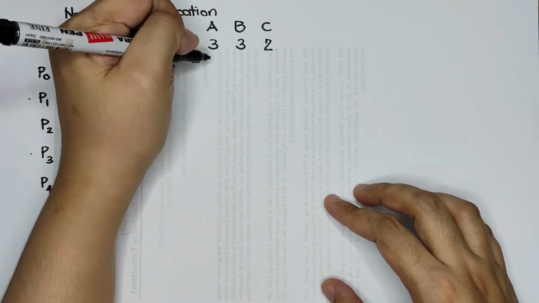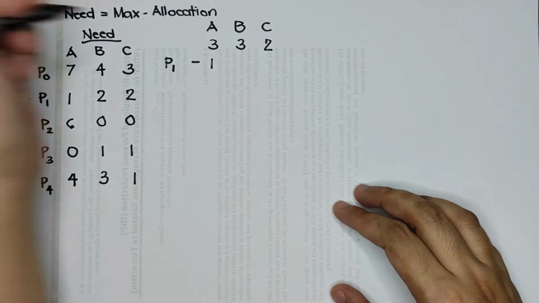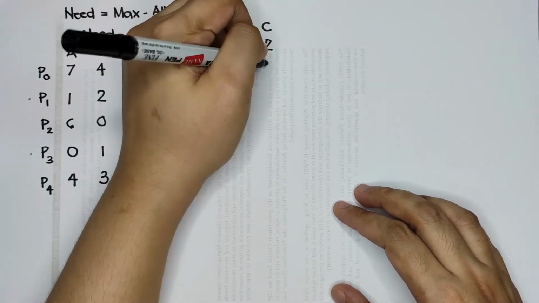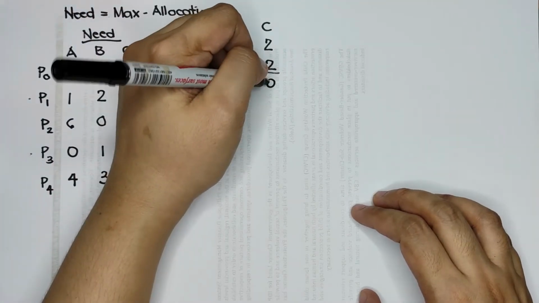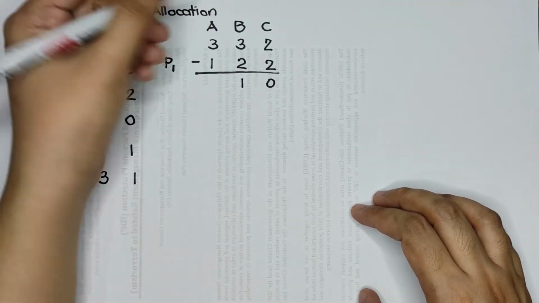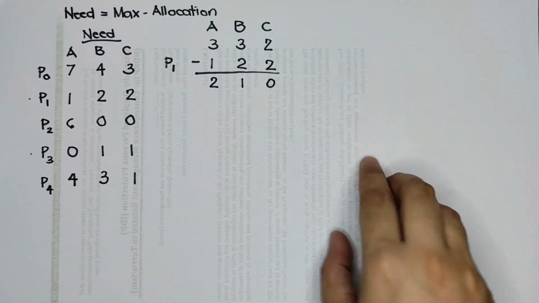So, for P sub 1 to start its execution, we have 1, 2, 2. So, 3 minus 1 is 2. 3 minus 2 is 1. And then 2 minus 2 is 0. So, we have 2, 1, 0.